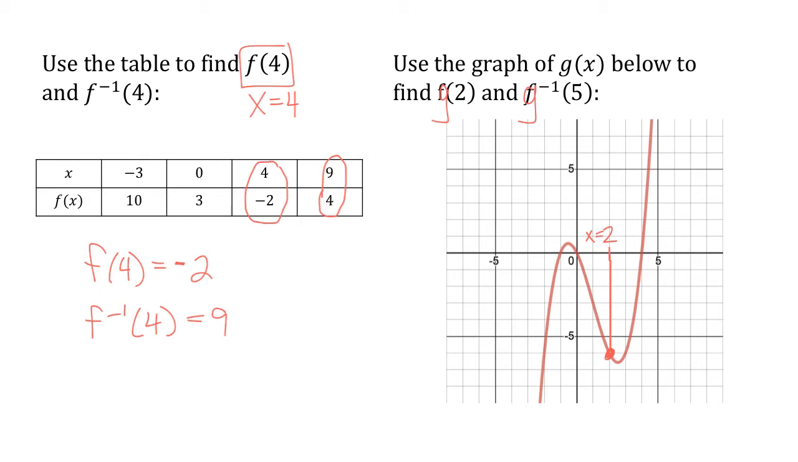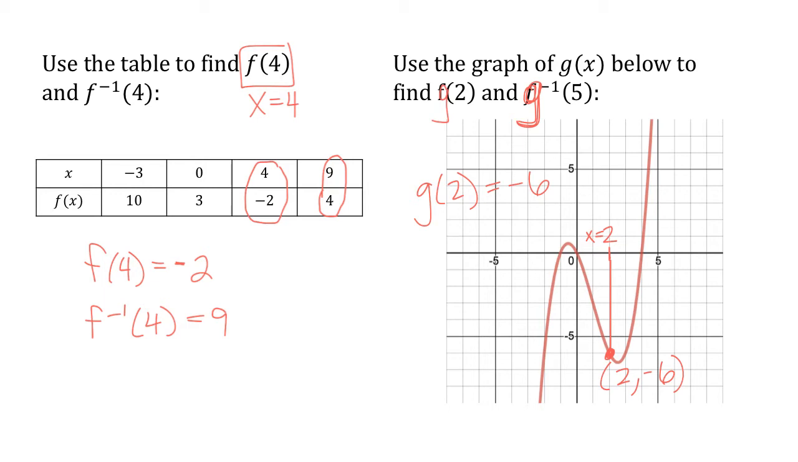And I'm just going down to the curve and figuring out what the y value is when x is 2. That point is (2, -6). So g of 2 is -6. And then the inverse of g of 5 means we're going to do that backwards.